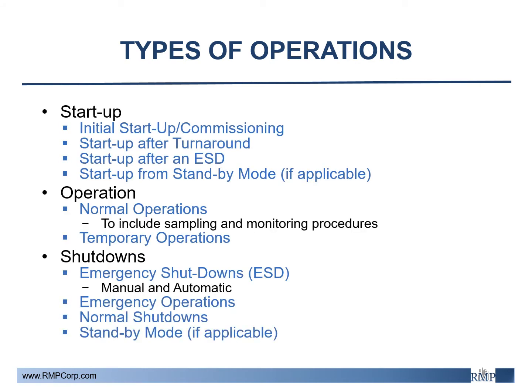SOPs are generally created based on the entire unit or process where the regulated chemical is used. There may be multiple types of operating modes depending on the size and intricacy of the process. Some common ones listed here are startup, either after maintenance or a turnaround, or after an emergency shutdown, or ESD, normal operations, and shutdowns, both emergency and normal. Generally, these will always be included in the SOPs.